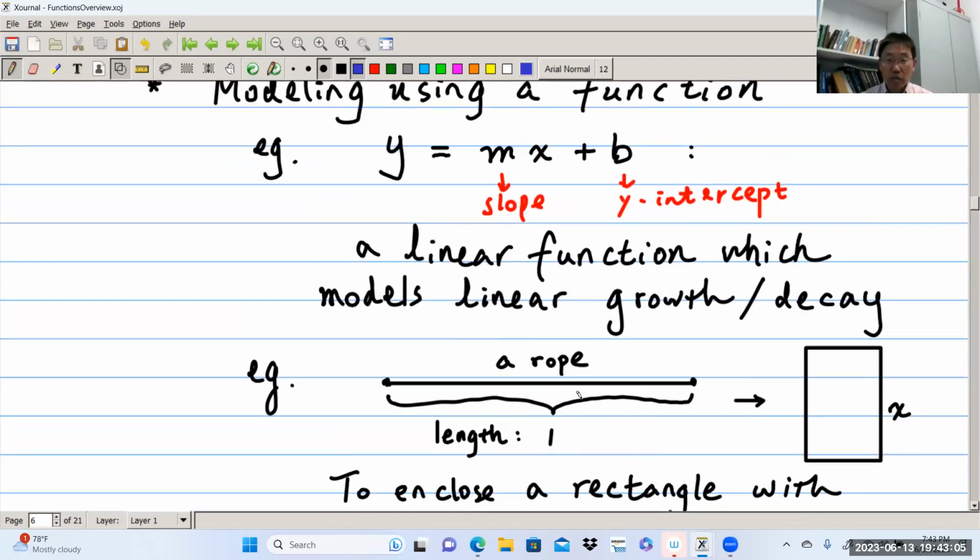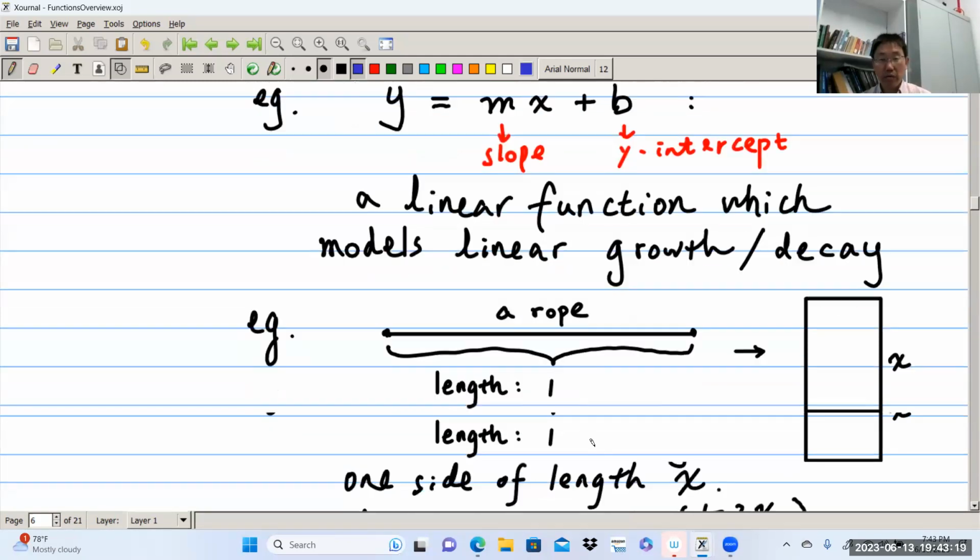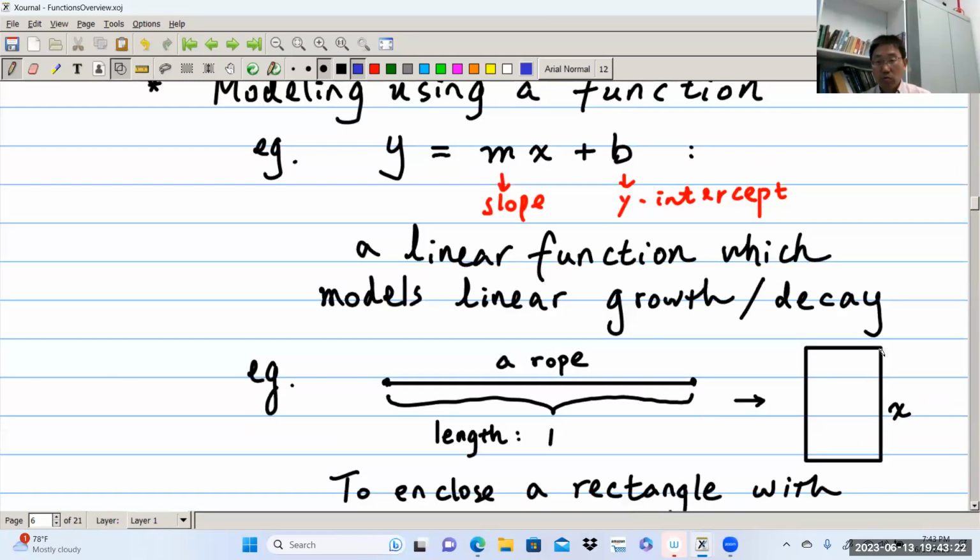Now, let's consider this example here. Suppose I have a rope with length 1. I want to use this rope to enclose a rectangle, such that one dimension of this rectangle is x. Now I want you to find the area of this rectangle in terms of x. So the area of this rectangle can be written as a function of x. Can you build that function?